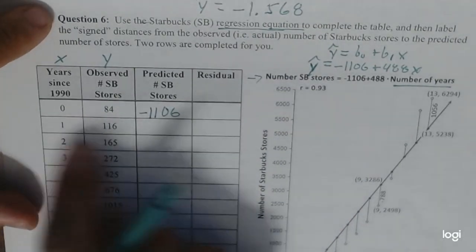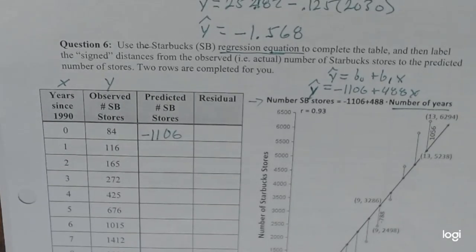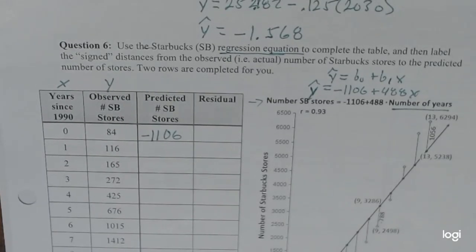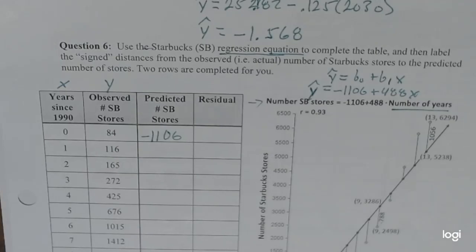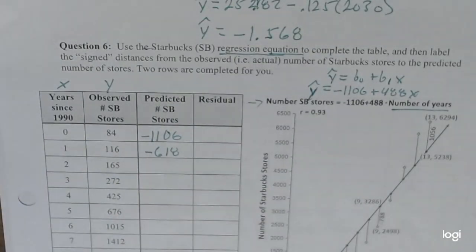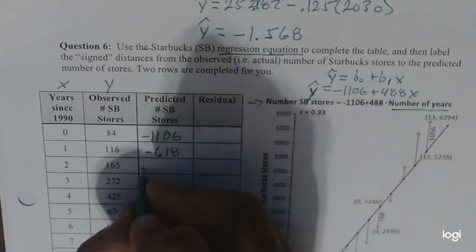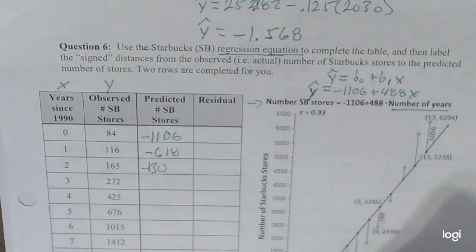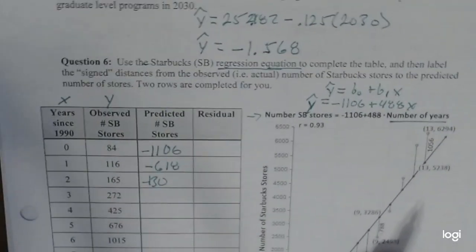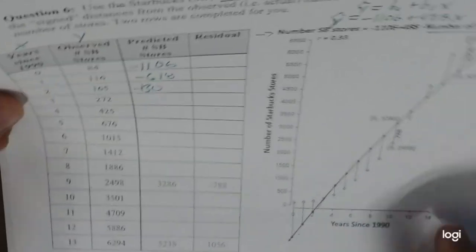You plug in 1 for x, and we'll just keep going down the list, right? We were predicting what they should have itself. So negative 1106 plus 480 gives you negative 618. And we keep going. Next one is negative 1106 plus 288 times 2, which gives you negative 30. Notice it's kind of following the template down here. This line of estimates is already done for us. It's kind of pop, pop, pop, and eventually we get positive.